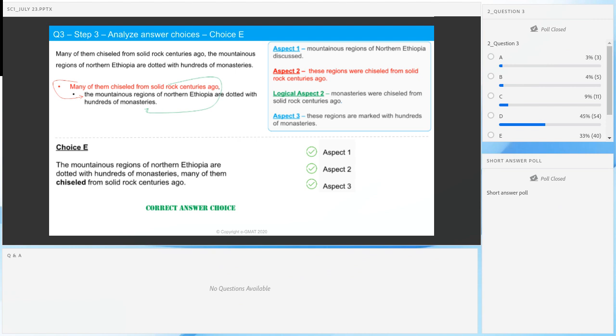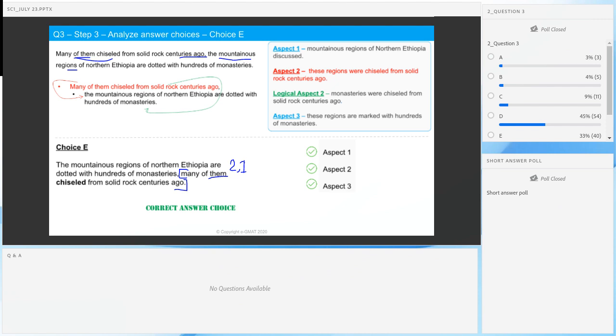Now look at the structure of this sentence. This is your original sentence, right? Many of them chiseled from solid rocks centuries ago. The same piece of information appears right at the end of the sentence next to hundreds of monasteries. So this is puzzle piece number two, and then comes puzzle piece number one. And the grammar is sorted, the logic is sorted, everything is sorted in this sentence. Okay, now many of you will say, but isn't them ambiguous? Just ask yourself this question: when many of them chiseled was placed next to the mountainous regions, then we had no doubts about it. Then we knew that many of them is talking about the mountainous regions.